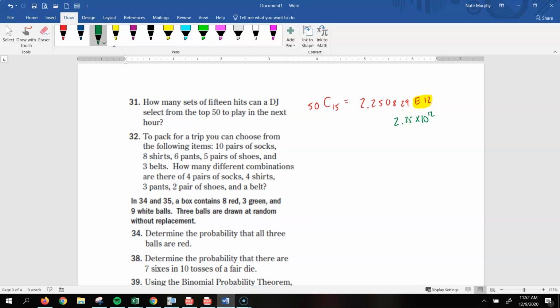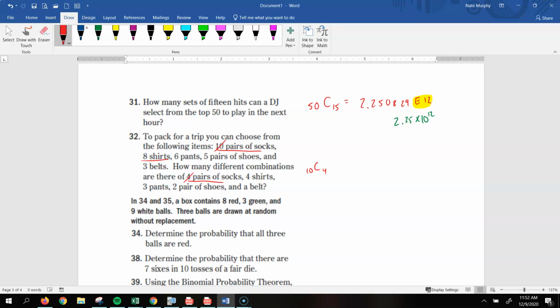All right, 32. To pack for a trip, you can choose from the following items: 10 pairs of socks, 8 shirts, 6 pants, and so on. How many different combinations are there of 4 pairs of socks, 4 shirts, 3 pants, 2 pairs of shoes, and a belt? All right, let's start with the socks. There's 10 pairs of socks, and we're going to choose 4 of them. Okay, so I'm done with those.